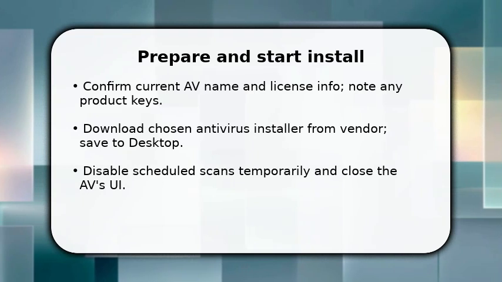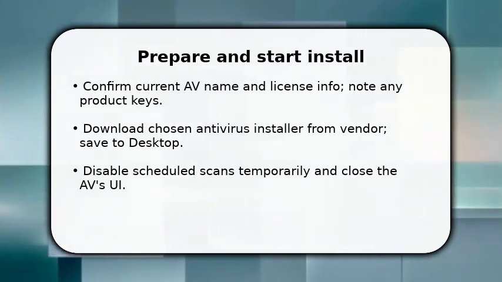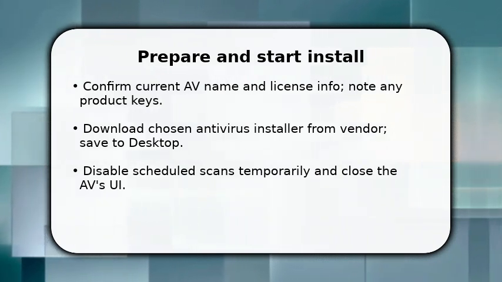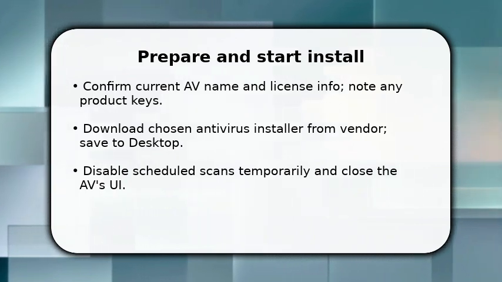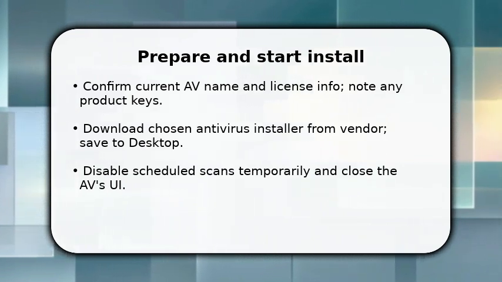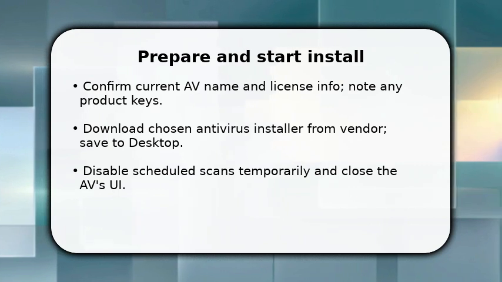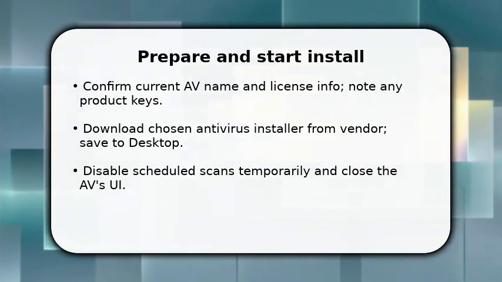You begin by confirming the current antivirus name and license so you can restore settings if needed. Once done, download the new vendor installer to your desktop. This is the only way Windows will register a different provider. Make sure to pause scheduled scans and close the existing AV interface. This prevents conflicts during installation. You're getting into action immediately.